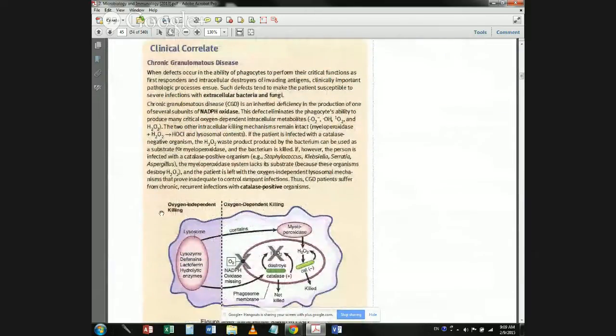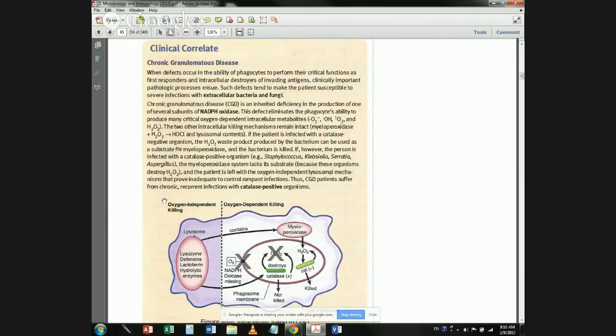Clinical correlate, chronic granulomatous disease. Now, when defects occur in the ability of the phagocytes to perform their critical functions as first responders and intracellular destroyers of invading antigen, clinically important pathologic processes ensue, obviously. Such defects tend to make the patient susceptible to severe infections with extracellular bacteria and fungi. So, chronic granulomatous disease, CGD, is an inherited deficiency in the production of one of several subunits of NADPH oxidase. I can imagine if you don't have NADPH oxidase in your membrane or it's defective, you're not breaking down oxygen into OH negative.